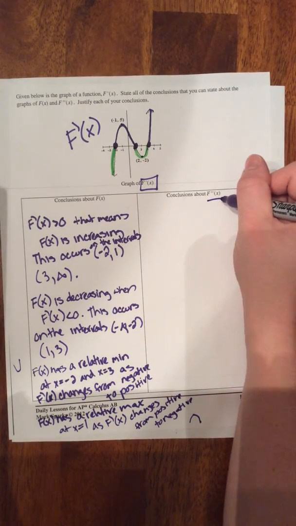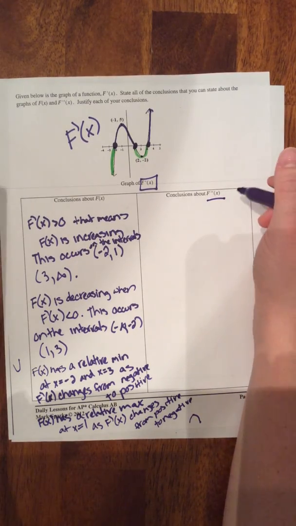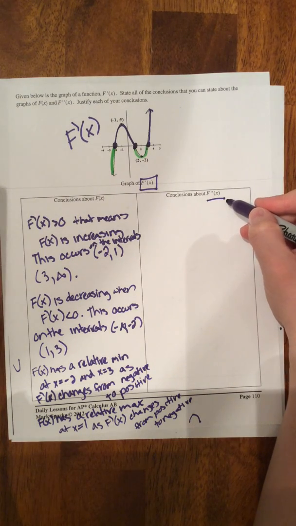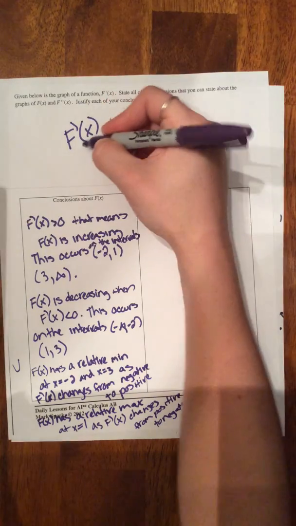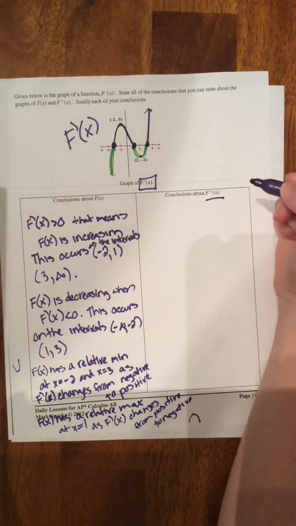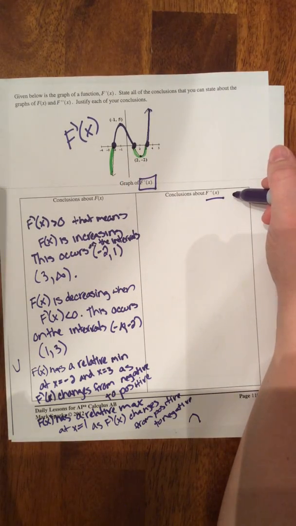So conclusions about f double prime. But it's not too new. So this is a graph of f prime, and this is conclusions about f double prime. This is the slope of this graph. So f double prime is the slope of f prime. So the relationships between f of x and f prime still apply.